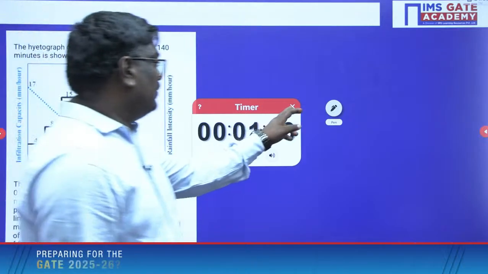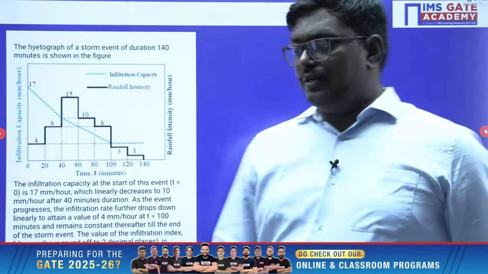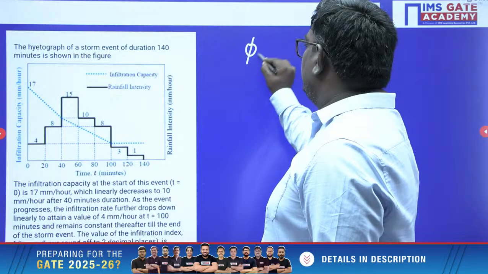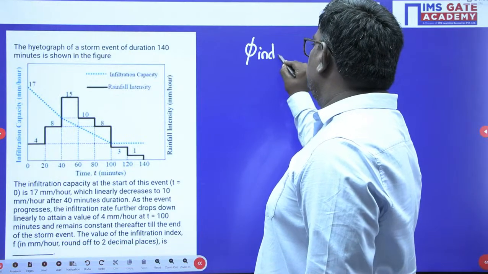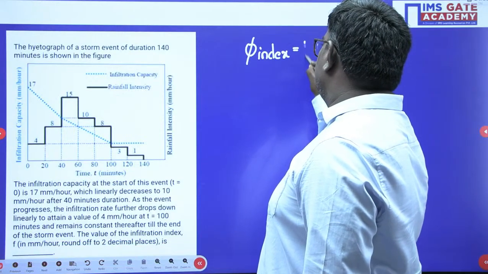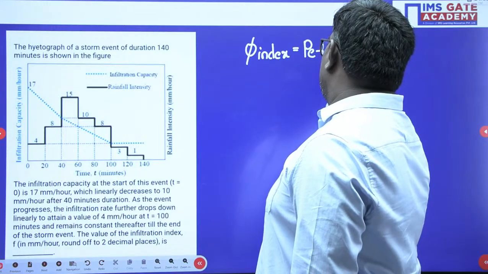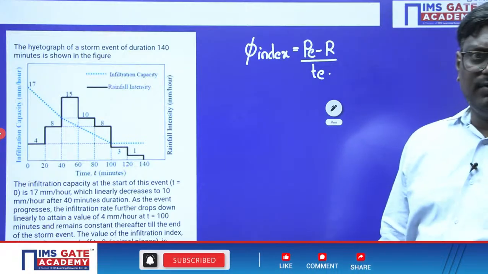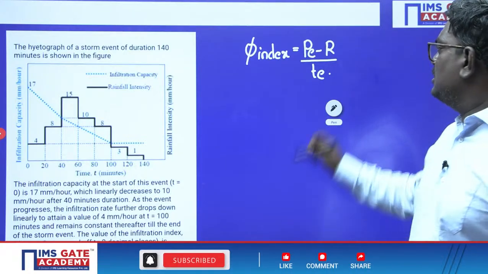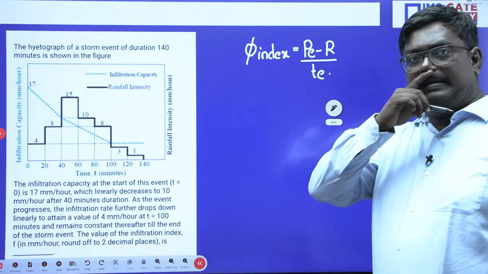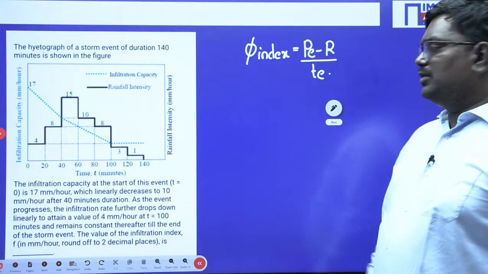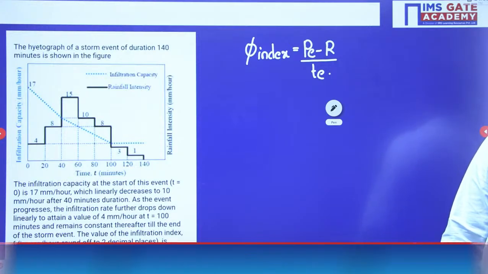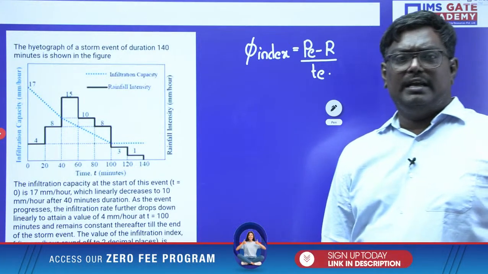Okay, students, I have given you enough time here. If they ask you the phi index, you should understand that the phi index is nothing but the formula: excess precipitation minus runoff, upon time of excess. This is the formula you should remember, sir. That is PE minus R upon TE. If you see the phi index line, above it we say that it is runoff, below it we say that it is infiltration.